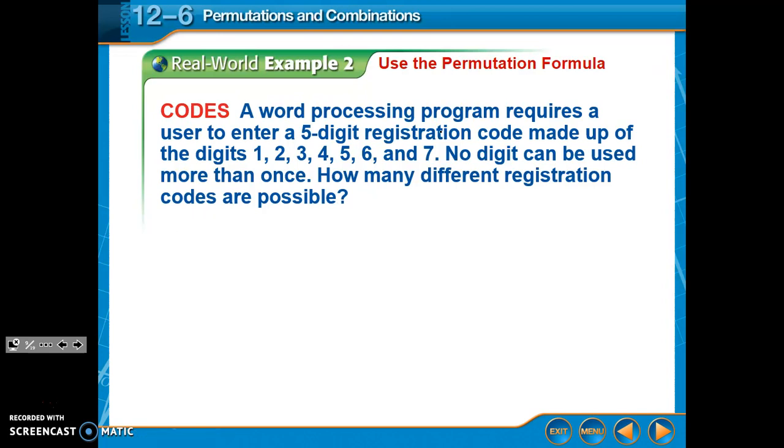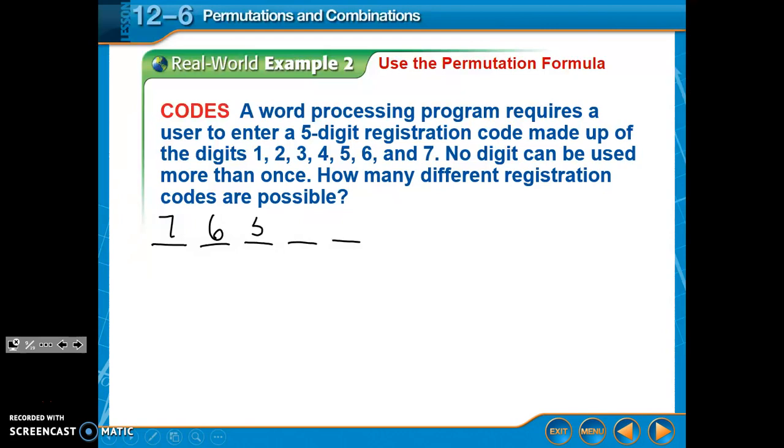The word processing program requires a user to enter a 5-digit registration code made up of the digits 1, 2, 3, 4, 5, 6, and 7. No digit can be used more than once. How many different registration codes are available? Now, we could do this the same way we did before, right? If we're doing a 5-digit code, and we're choosing out of 7, we're going to say, okay, there's 7 for the first option. Now 1 is used, so now there's only 6.